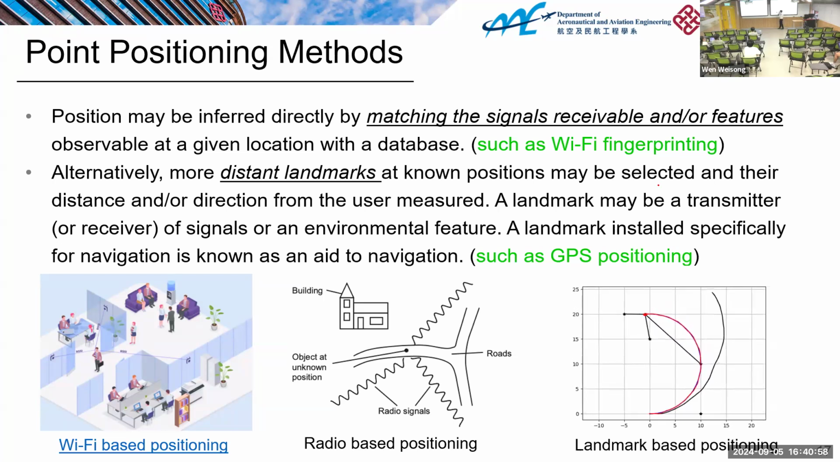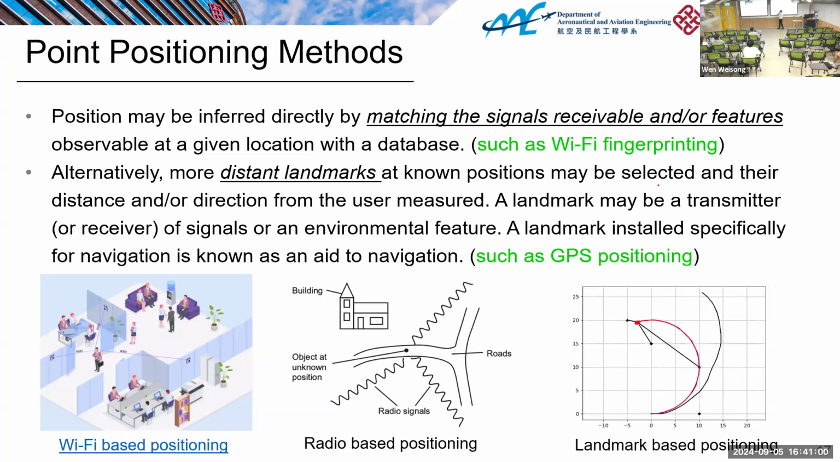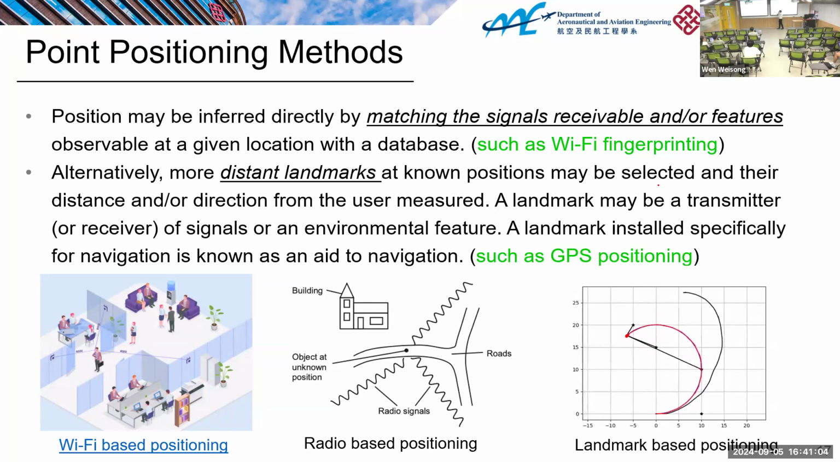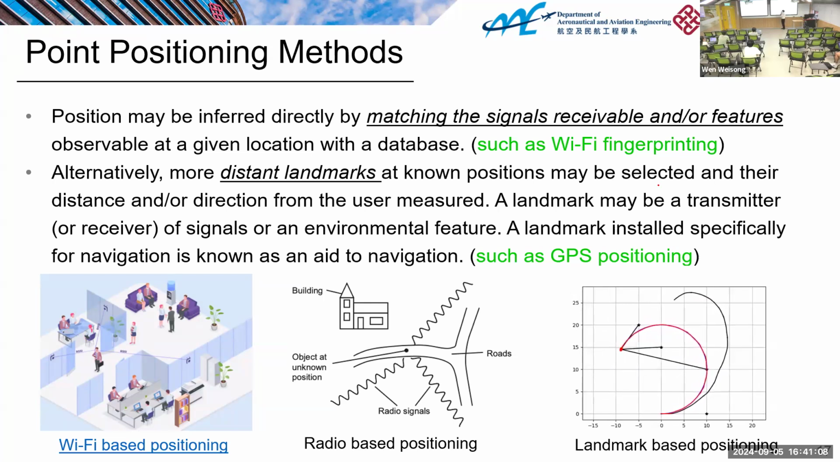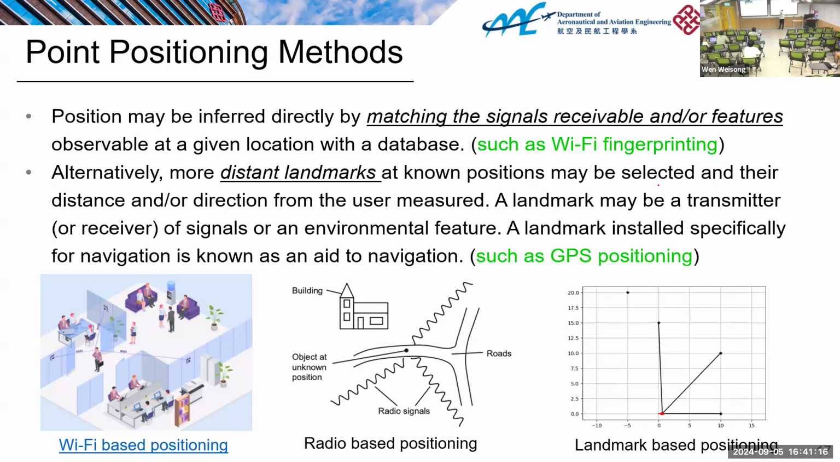So the position of the router is a known variable, and the distance is a known variable. This is a very straightforward positioning problem. So how to estimate the position of a smartphone? This is quite straightforward. This belongs to point positioning, for example, Wi-Fi positioning.